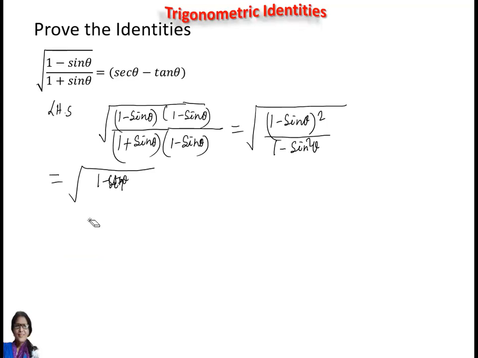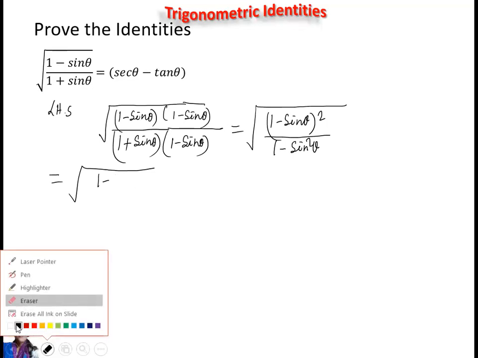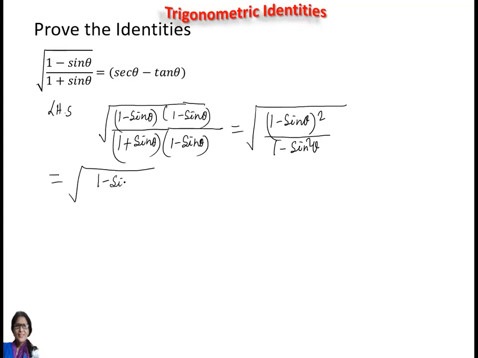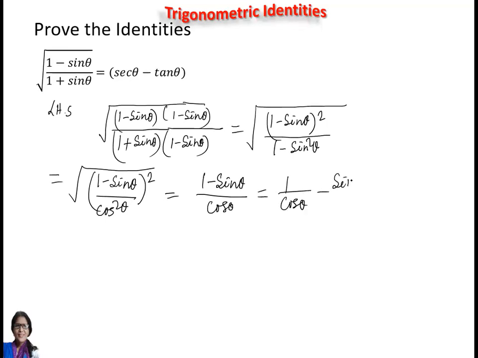1 minus sine square theta is equal to cos square theta. It will be sine, not cos. 1 minus sine theta whole square, and it will be cos square theta. So if we take square root, it will be 1 minus sin theta by cos theta. Then what next? Make it 2: 1 by cos theta minus sin theta by cos theta. So you are getting sec theta minus tan theta. This is equal to RHS. Proved.